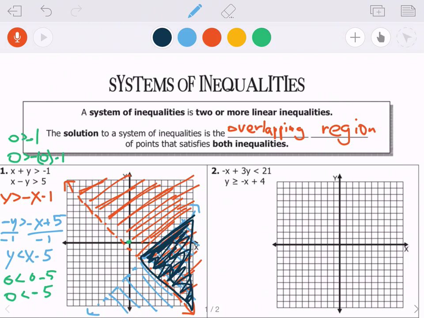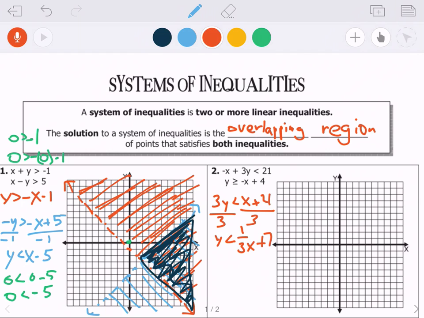So let's take a look at number 2. This one should be a little more quick because we only have to convert 1. So if I look at the first equation and I'm converting it, I'm going to add x to both sides. And then I'm just going to divide everything by 3. So I'm going to get y is less than x over 3, which is 1x over 3, or 1 over 3x plus 7. So there's my first inequality.